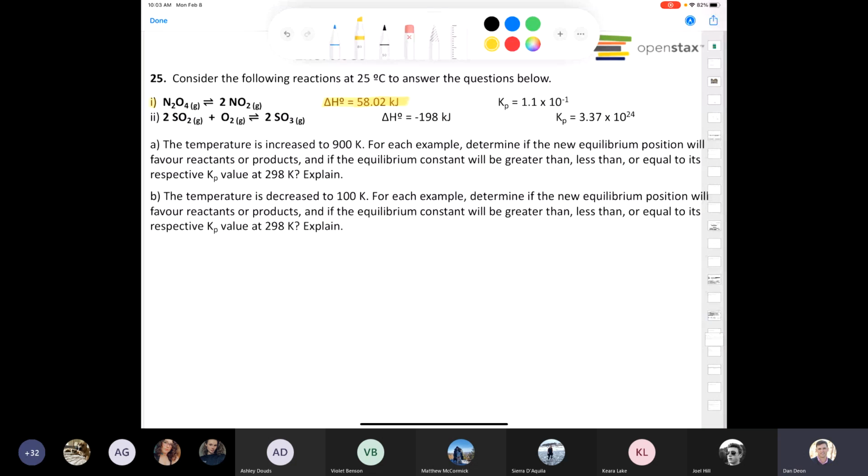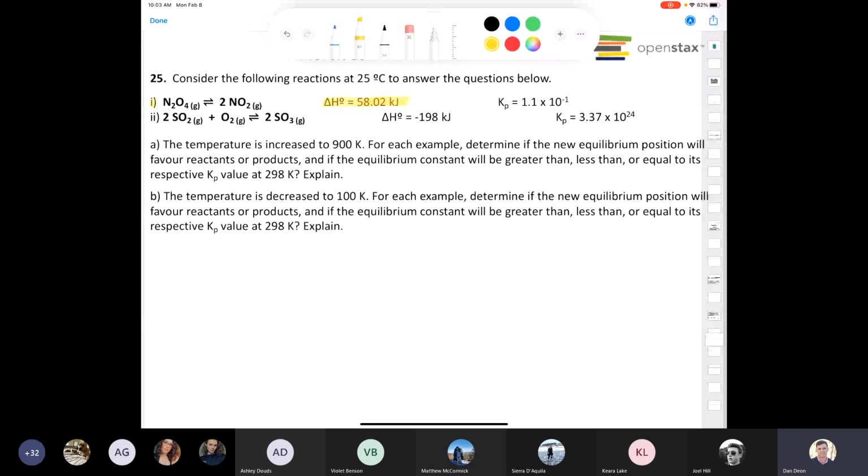No, it's not exothermic. This is an endothermic reaction. Okay, so this is an endothermic reaction. When our delta H is positive, it's endothermic. When delta H is negative, it's exothermic. All right, so if you have to go back and review your change in enthalpy, do that, okay?